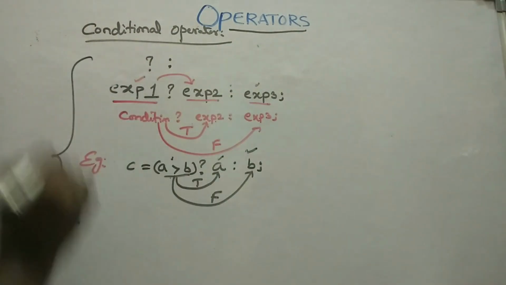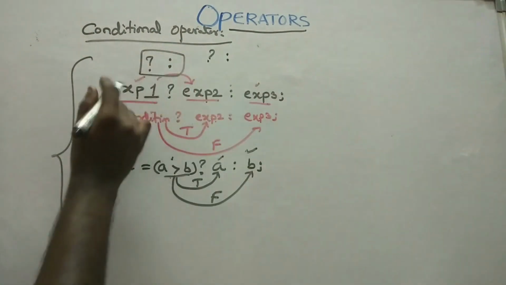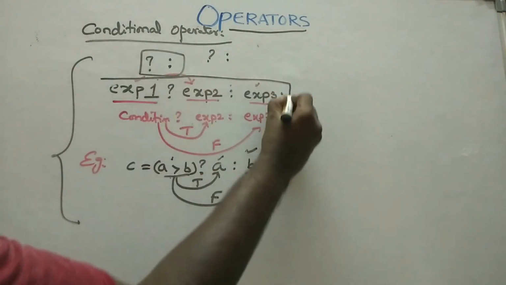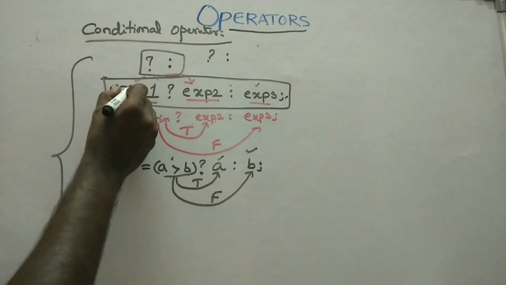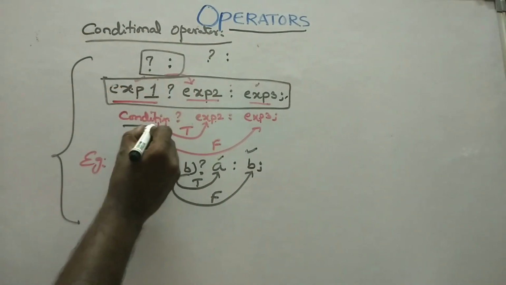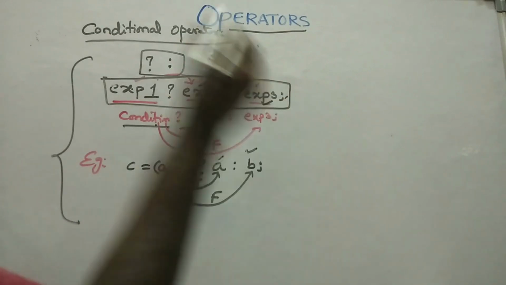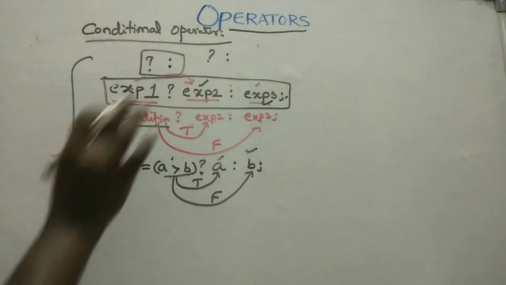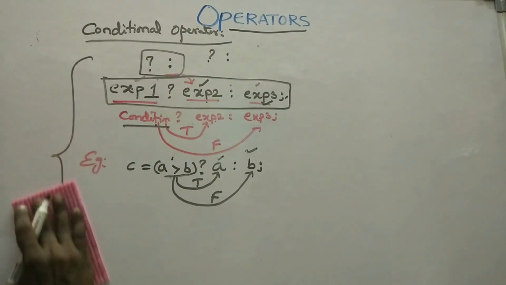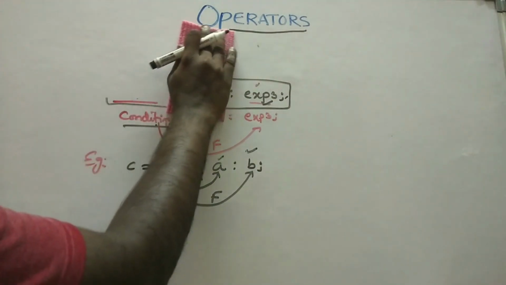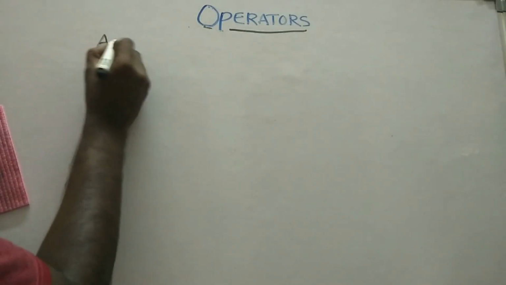This type of operator is called a conditional operator, that is, a question mark and then colon. We can simply say expression 1 ? expression 2 : expression 3; Expression 1 is always a condition. Based on this condition, either we select expression 2 or expression 3. These are the conditional operators. Clear? Next, assignment operator.